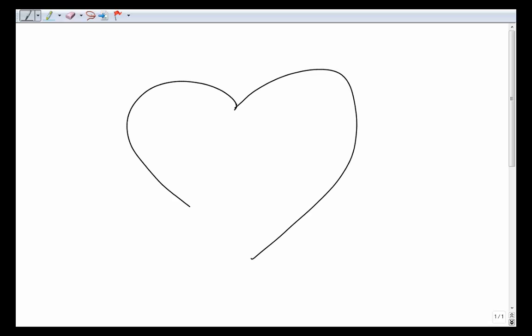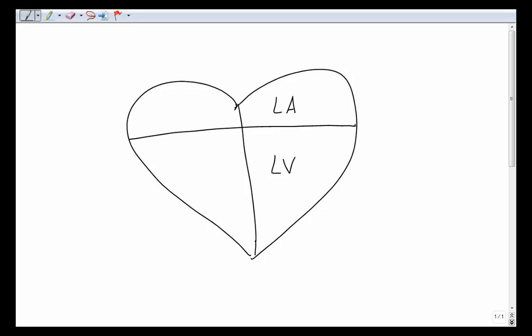Okay, so today's tutorial is having a look at the blood flow through the heart. So we have a picture of the heart, and we first of all look at the different chambers involved. So you've got the left atrium and left ventricle, and right atrium and right ventricle.